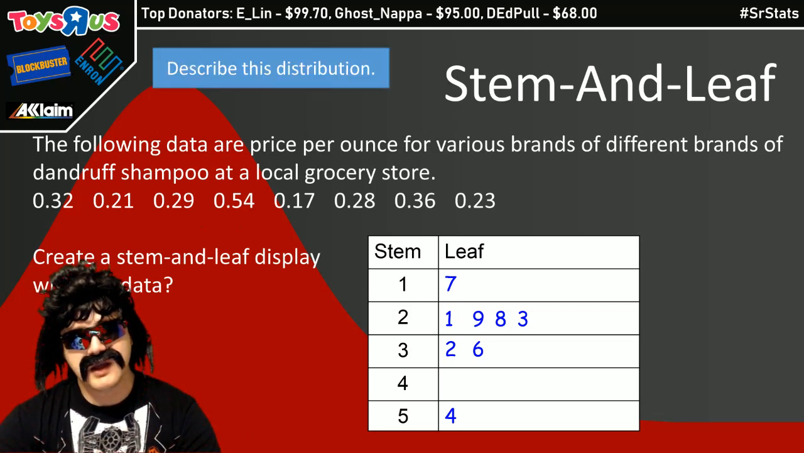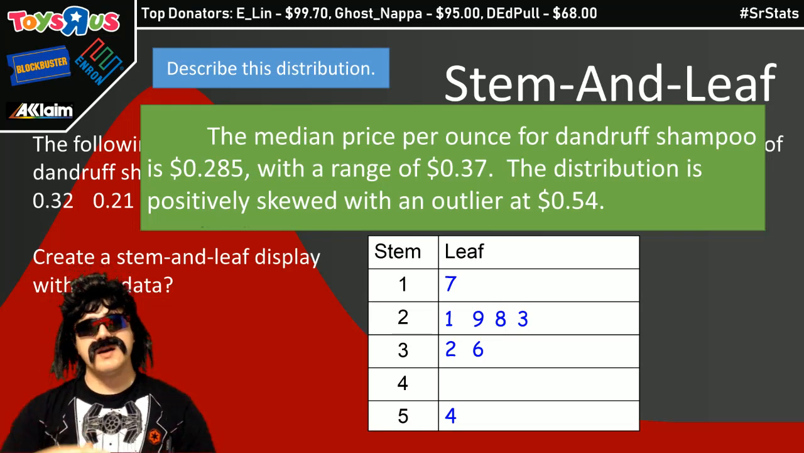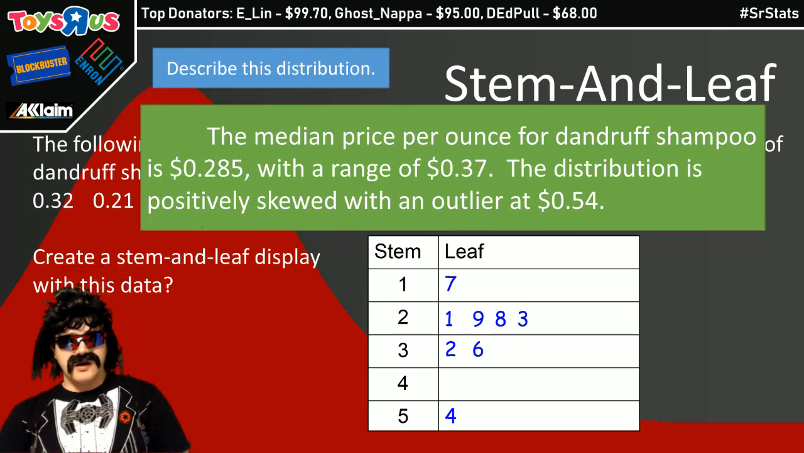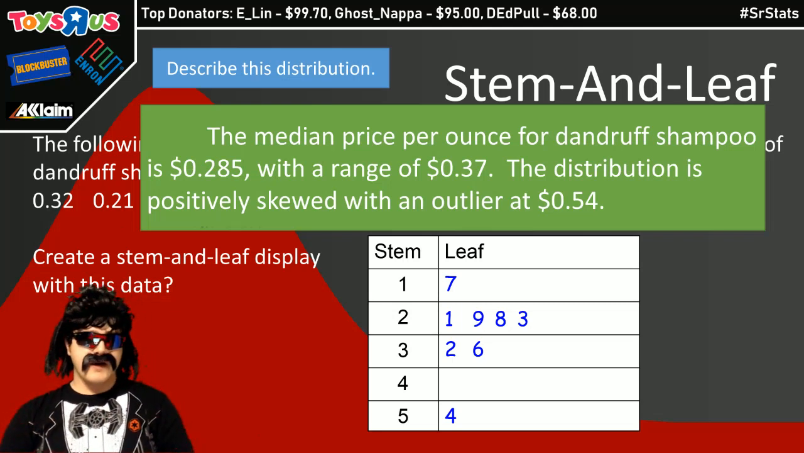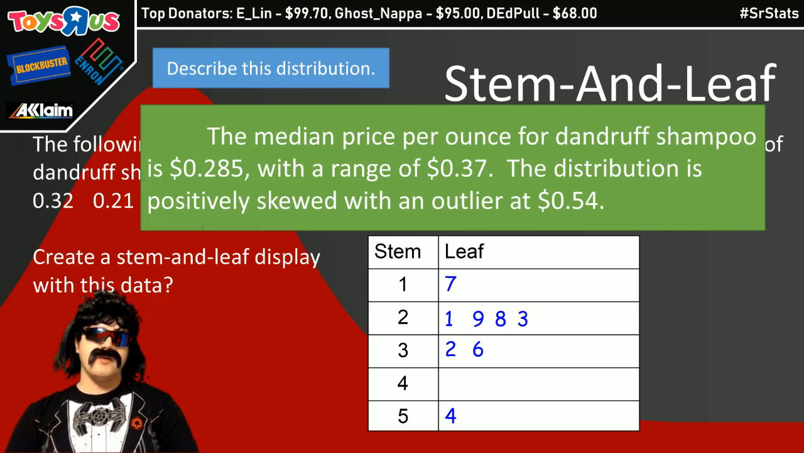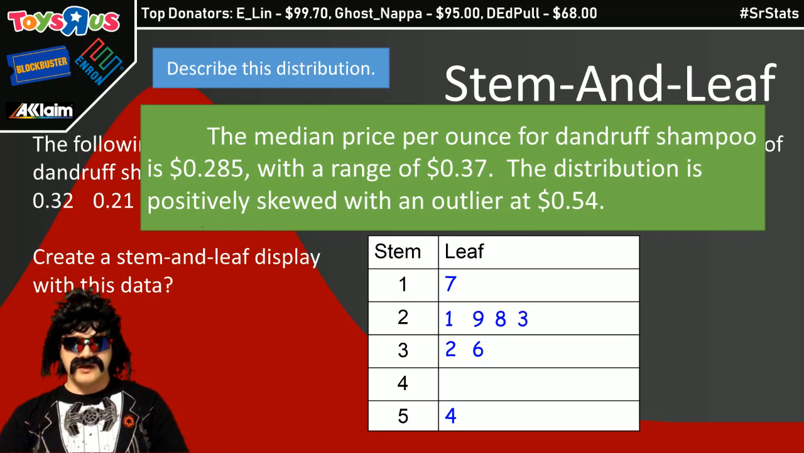We would need to describe the distribution on this. Looking at this one, the median price per ounce for dandruff shampoo is 0.285 with a range of 0.37. The distribution is positively skewed with an outlier of 0.54.